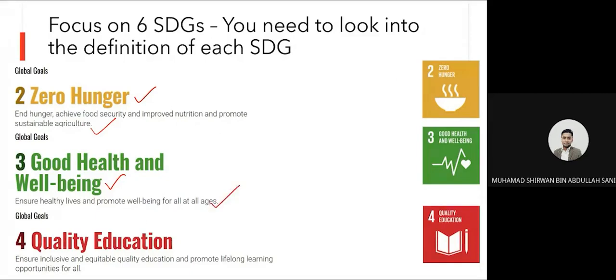Then you have quality education: ensure inclusive and equitable quality education and promote lifelong learning opportunities for all. For your information, I received an email from one of the potential applicants this year who asked me about this quality education. So if any of you are looking to apply within SDG number 4, you can go into the detail of the explanation of what you should write in your proposal. By looking into the definition, I think it will help you. This is one of the tricks that I applied during my application in 2019.